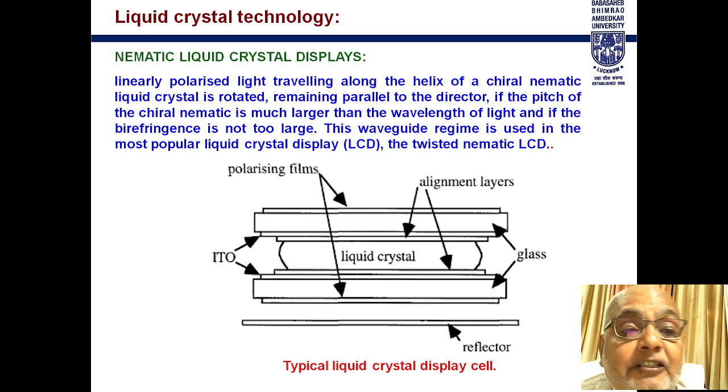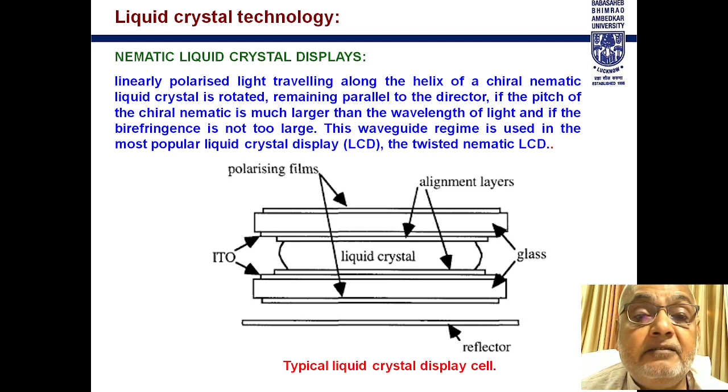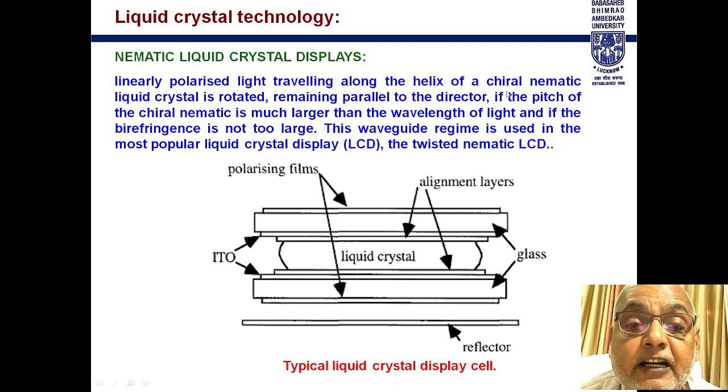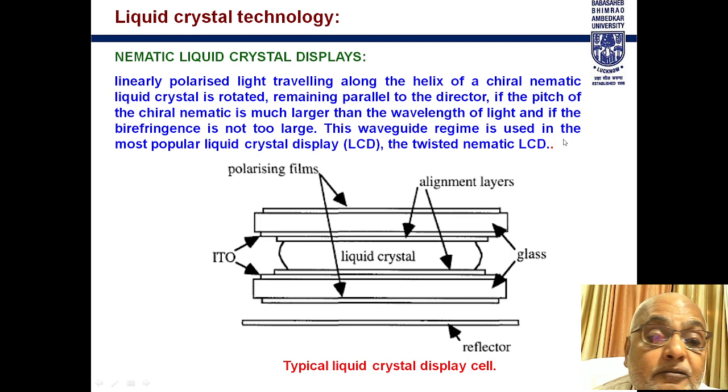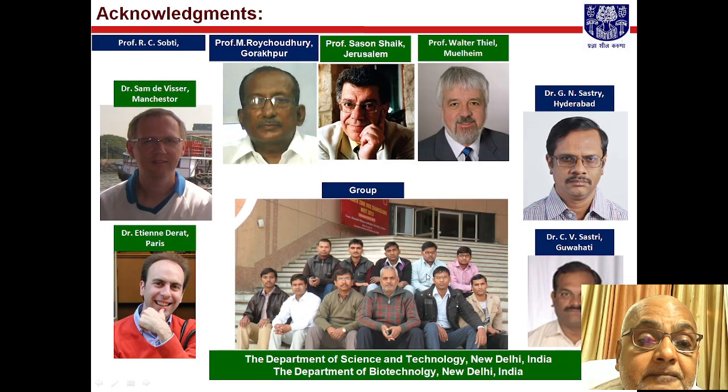Liquid crystal technology: nematic liquid crystal display. Linearly polarized light traveling along the axis of the chiral nematic liquid crystal is rotated, remaining parallel to the director. If the pitch of the chiral nematic is much larger than the wavelength of the light, and if the wavelength is not too large, the waveguide regime is used in the most popular liquid crystal display, the twisted nematic LCDs. This is the typical arrangement of the liquid crystal display cell.